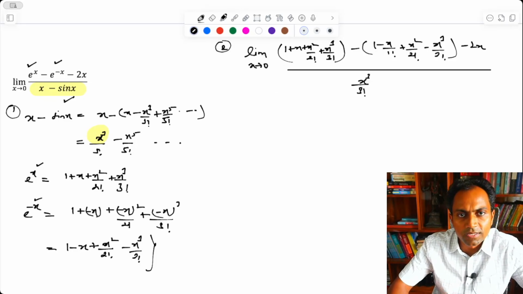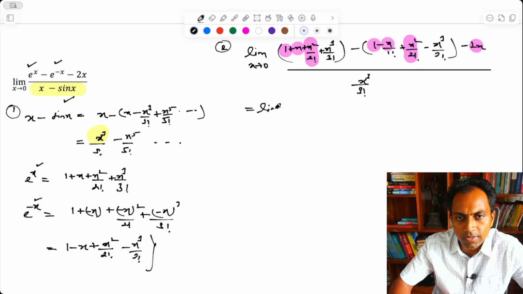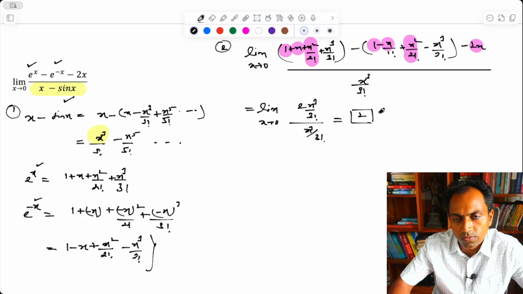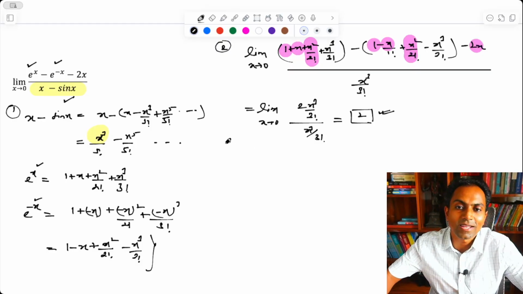Now, once you have done this, you can see that all of these terms are getting cancelled out. 1 will get cancelled out from here. This will be x, 2x will get cancelled out from here. Then x square by 2 from here, and here will get cancelled out. So, ultimately what you are left with is limit x tends to 0, 2x cube by 3 factorial. We have x cube by 3 factorial in denominator. Cancels out, answer becomes 2. So, you can see that taking expansion till right power makes our calculations extremely easy.